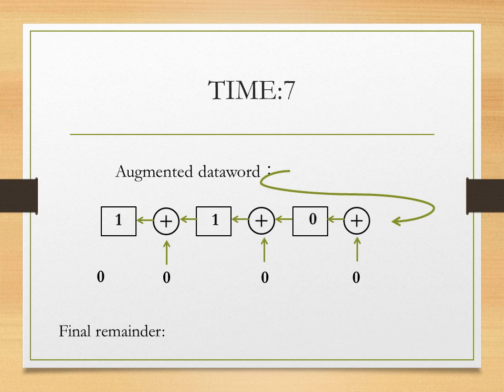Finally, we get the remainder 110. Then we know 1001110 is our code word.